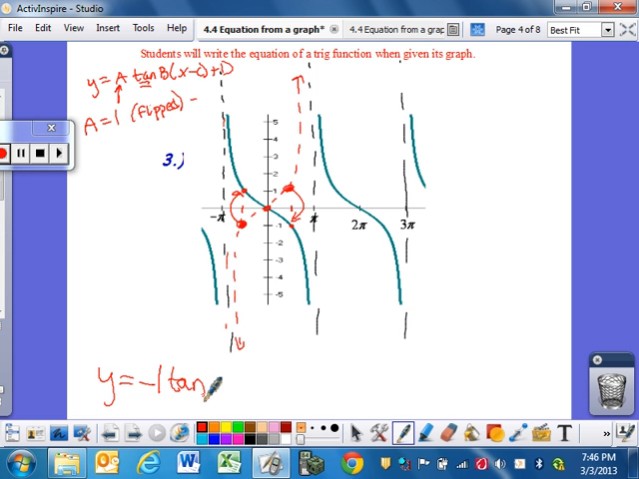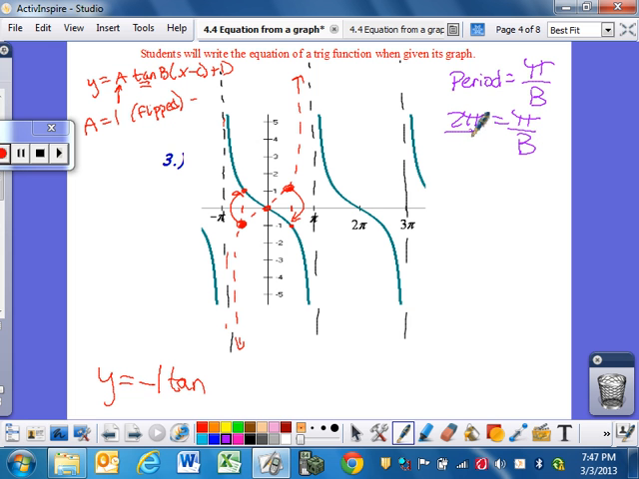Now, B value refers to the period. So period in this problem is how far from asymptote to asymptote. Negative pi and then pi. So 1 pi, 2 pi. So we have to be careful though. Period in tangent equals just pi over b. So my period on this problem is actually 2 pi units long.